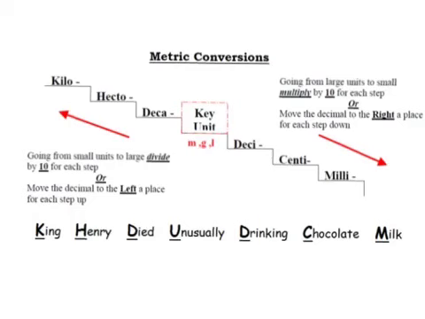Okay, here we have a chart on the metric conversions, and it shows the kilo, the hecto, the deca, the key units, which is meters, grams, and liters, deci, centi, and milli, and there's an acronym: King Henry died unusually drinking chocolate milk, where the K goes with the kilo, the H goes with the hecto, the D goes with the deca, the U goes with the unit, the D goes with deci, the C goes with centi, and the M goes with milli.